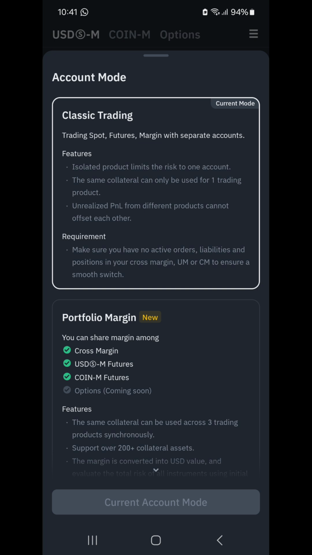Under that, we have 2 main sections. We have classic trading, and then we have portfolio margin, which is a new feature that is coming, right? So at the moment, you can actually switch. Make sure the Binance app that you are using is the latest, updated version. If you are new to trading futures, this will be episode 7 or so, so make sure you watch from the beginning. This is very good if you want to trade and start making money seamlessly.